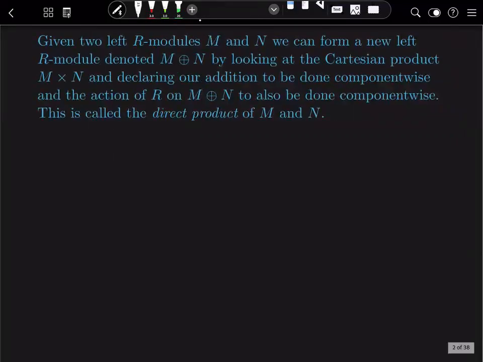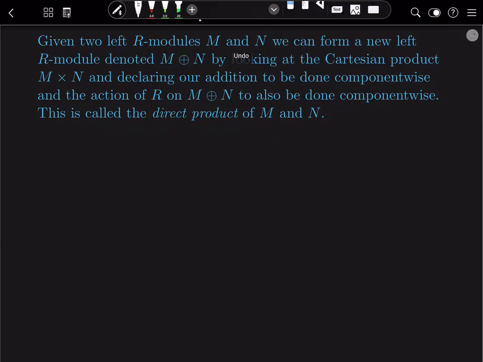So to begin, to motivate this a little bit, we can look at different ways that we can take two modules and combine them to give us a new module. As we've written here, given two left modules, M and N, we can form a new left R module denoted M direct sum N. This symbol is the direct sum symbol.